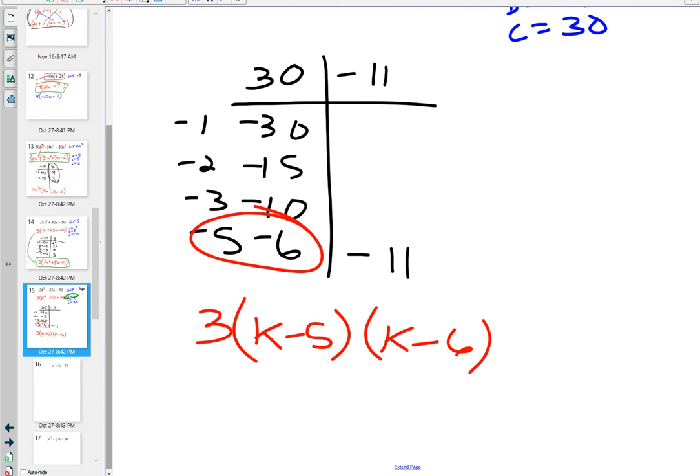Occasionally, I might get a question, say, "But Mr. Romero, how about if I wrote k minus 6 first, and then k minus 5?" That's fine. Well, you can't mess up other signs. If you put k plus 5 or k plus 6, that's fine.